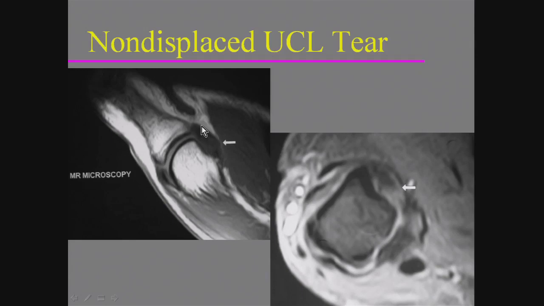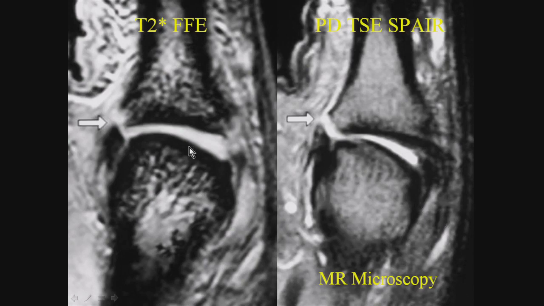Another patient, coronal plane, adductor aponeurosis. Here's the ulnar collateral ligament, which is torn here. Axial plane, adductor aponeurosis, tear of the ulnar collateral ligament that's not displaced superficial to the adductor aponeurosis. Another non-displaced tear on MR microscopy, intact radial collateral ligament, tear of the ulnar collateral ligament at its phalangeal attachment. Here's the adductor aponeurosis. This is not balled up and flipped superficial to it, so it's a non-displaced tear.